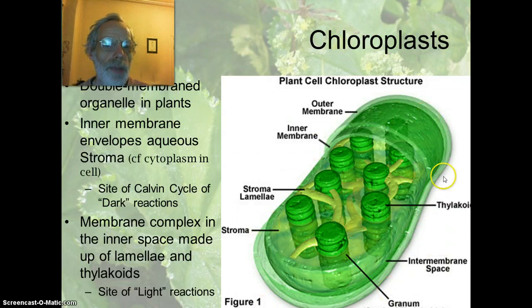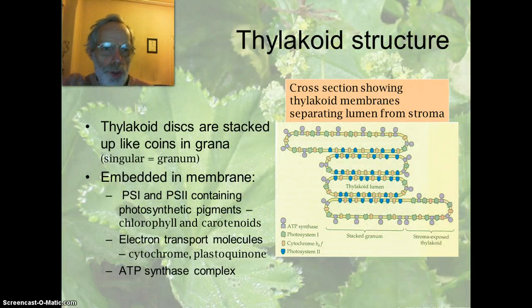So the chloroplast is double membraned. The inner membrane envelops the aqueous stroma, and I've already described these membrane complexes, and these are the site of the light reactions, in particular in the thylakoids. So if you take a cross section through one of those stacks of coins, you can build a schematic diagram where you can see that embedded in these thylakoid membranes there are lots of protein complexes.